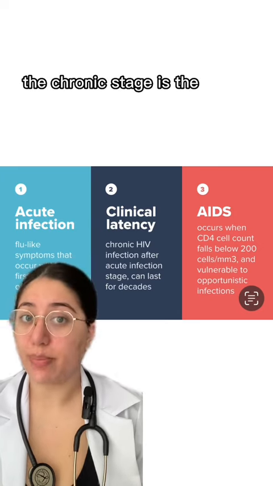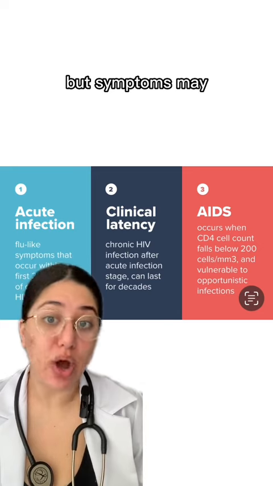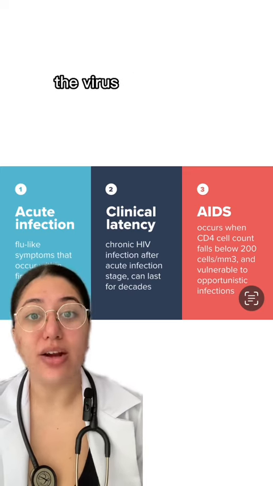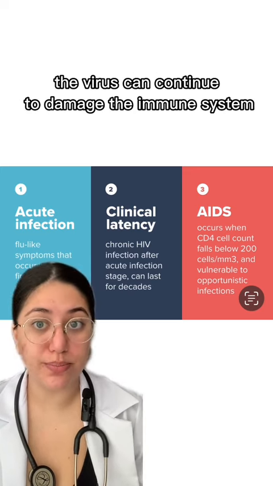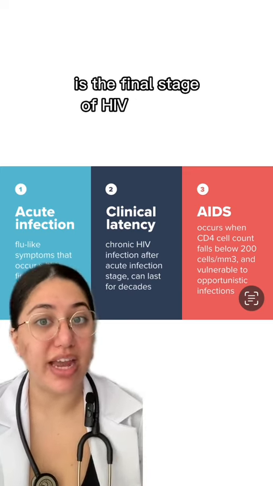The chronic stage is the period during which the virus is actively replicating in the body, but symptoms may not be present. This stage can last for several years, and without treatment, the virus can continue to damage the immune system. AIDS, or acquired immunodeficiency syndrome, is the final stage of HIV infection.